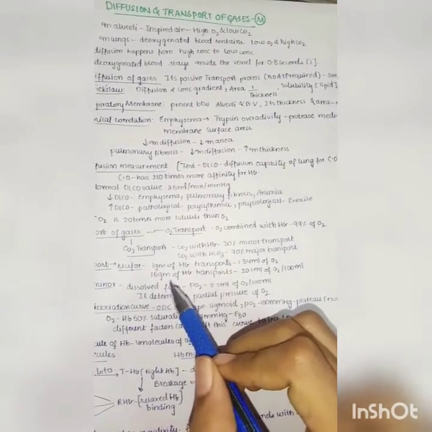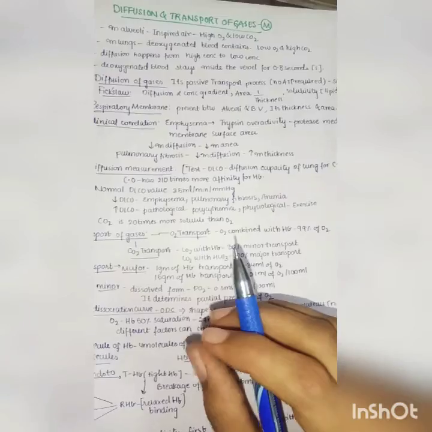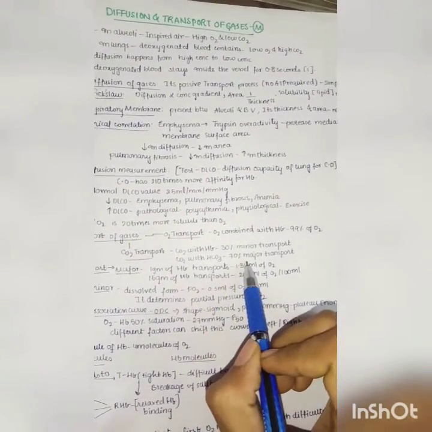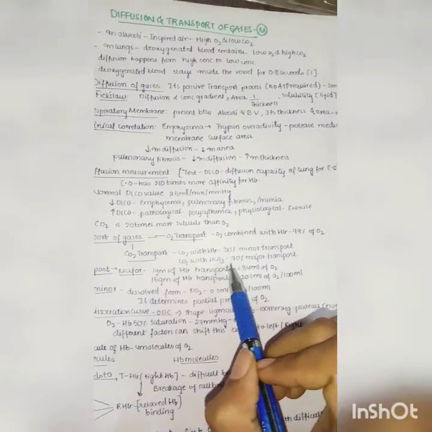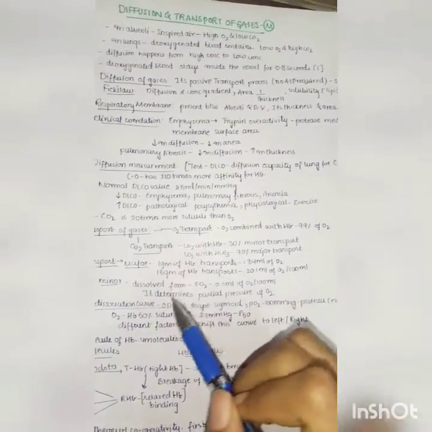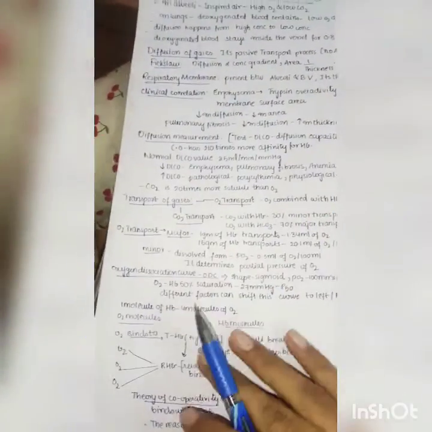Then even carbon dioxide should have one major transport, right? That major transport is bicarbonate. You can see 70% of carbon dioxide is transported by means of bicarbonate. Next let us see oxygen transport.